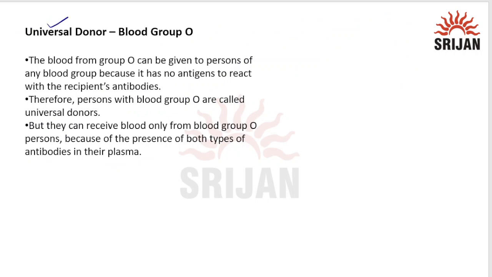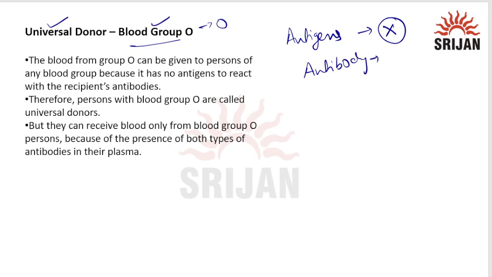Now comes the universal donor, that is blood group O. Now, if I ask you what antigens blood group O has? O resembles zero. Therefore, there will be no antigen. Antibody, there will be anti-A and anti-B.